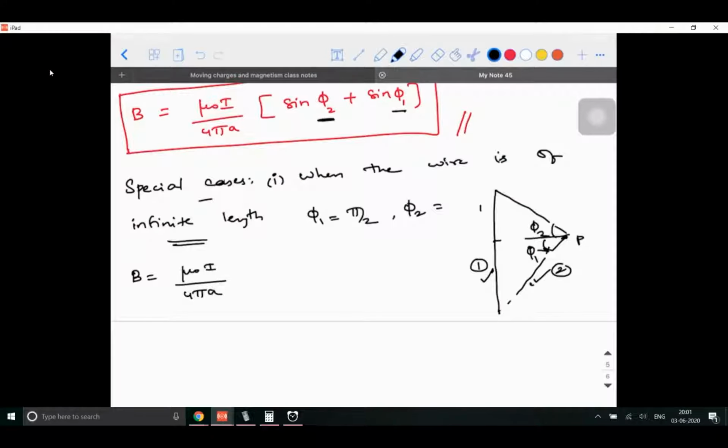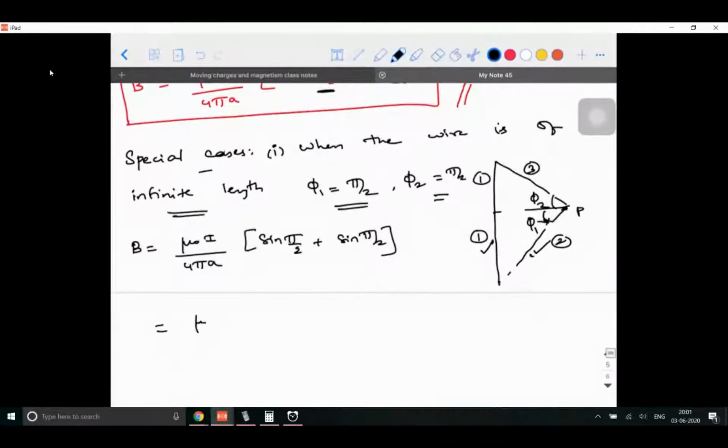The same thing should happen with respect to 1 and 3 also. That should also be pi by 2. If I take these two and substitute it here, then what do I get? I get sine pi by 2 plus sine pi by 2. So you will get mu naught I divided by 4 pi a into sine pi by 2 plus sine pi by 2, which is 2. So you will have the answer as mu naught I divided by 2 pi a.